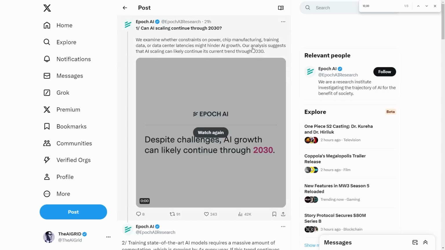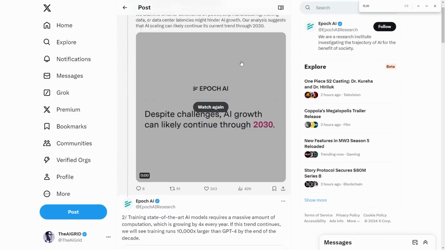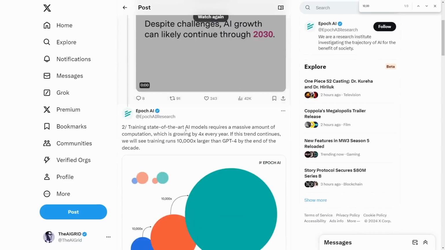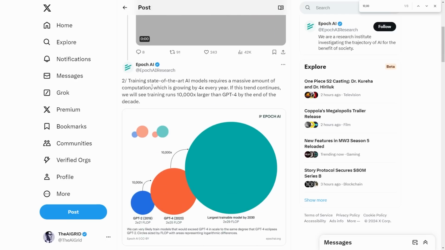Of course, that is something most people did think. There are many different bottlenecks and stuff like that. But here's the most insane statement. It says here that training state-of-the-art AI models requires a massive amount of computation, which is growing by 4 times every year. And if this trend continues, we will eventually see training runs that are 10,000 times larger than GPT-4 by the end of this decade, guys. That is a remarkable feat. 10,000 times larger than GPT-4 by the end of the decade.